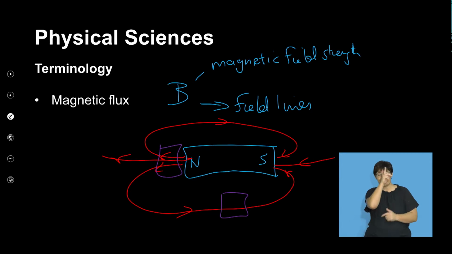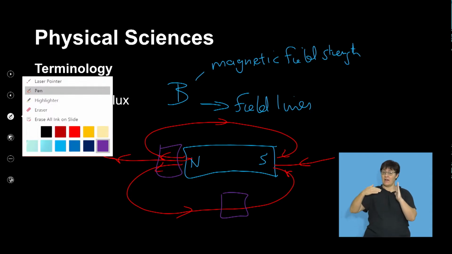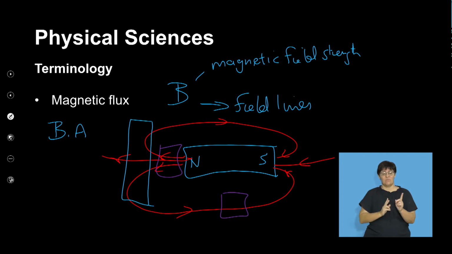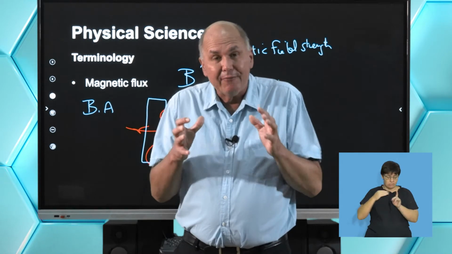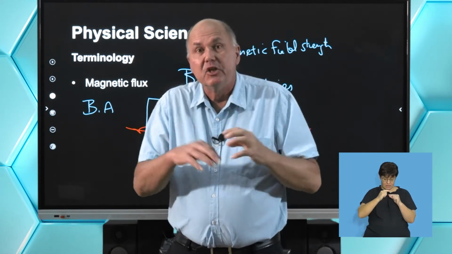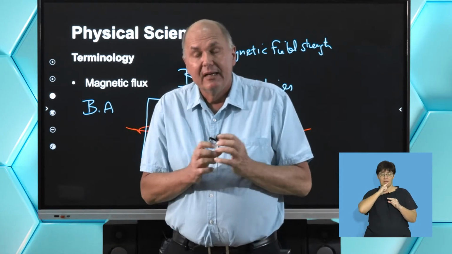Bear in mind now that magnetic flux is not just the field, but magnetic flux is defined as B times the area that is at 90 degrees to the field lines. So it's the area that the field lines cut through. So at that point, the field lines are all passing through this area. And we'd have to look at how closely those lines are packed together to get an idea of magnetic flux.